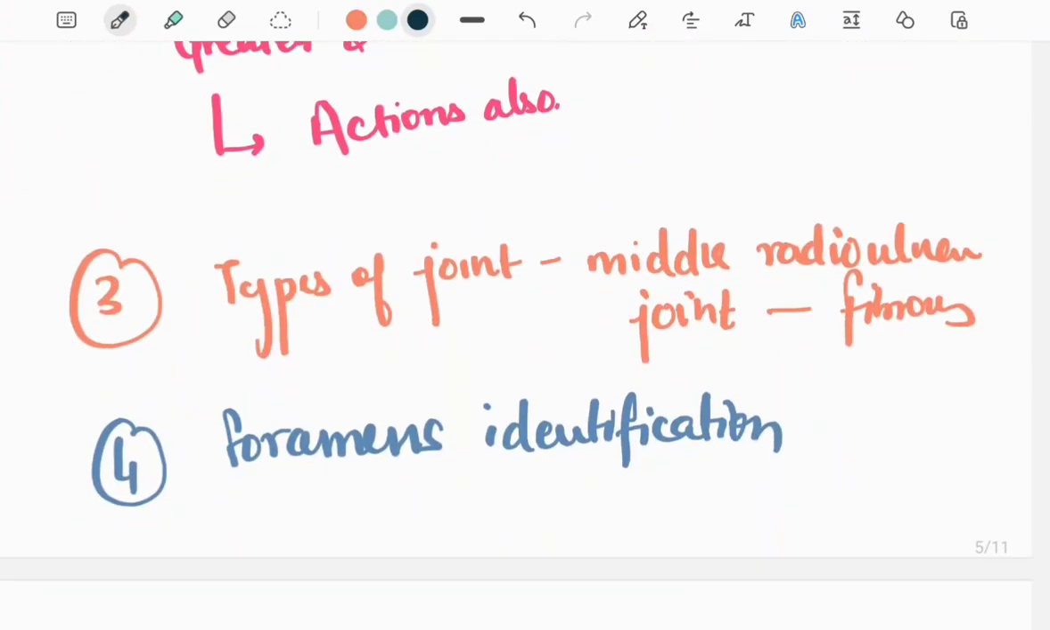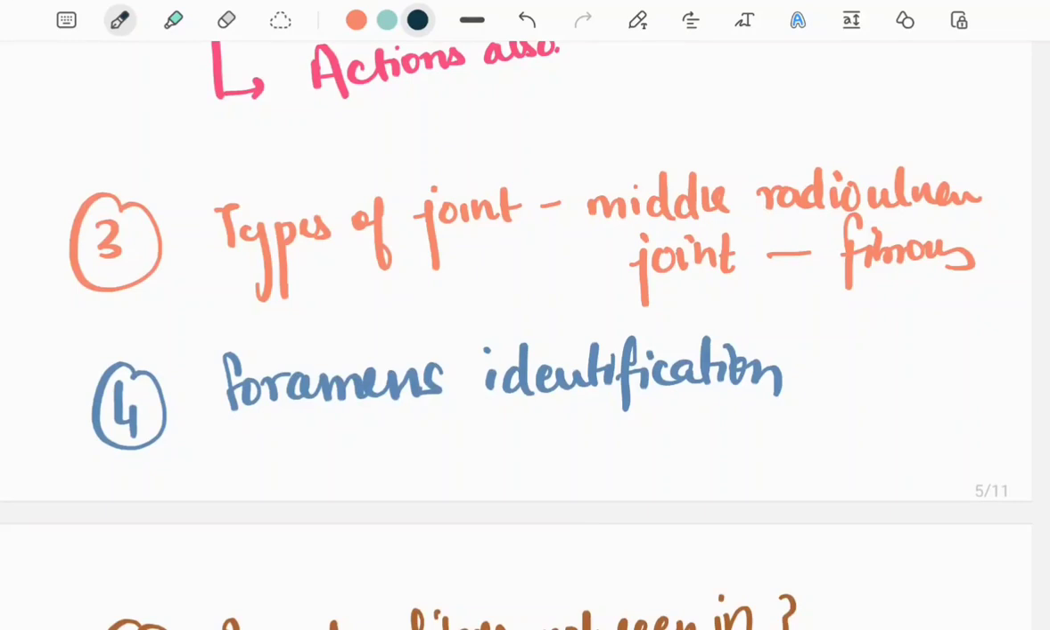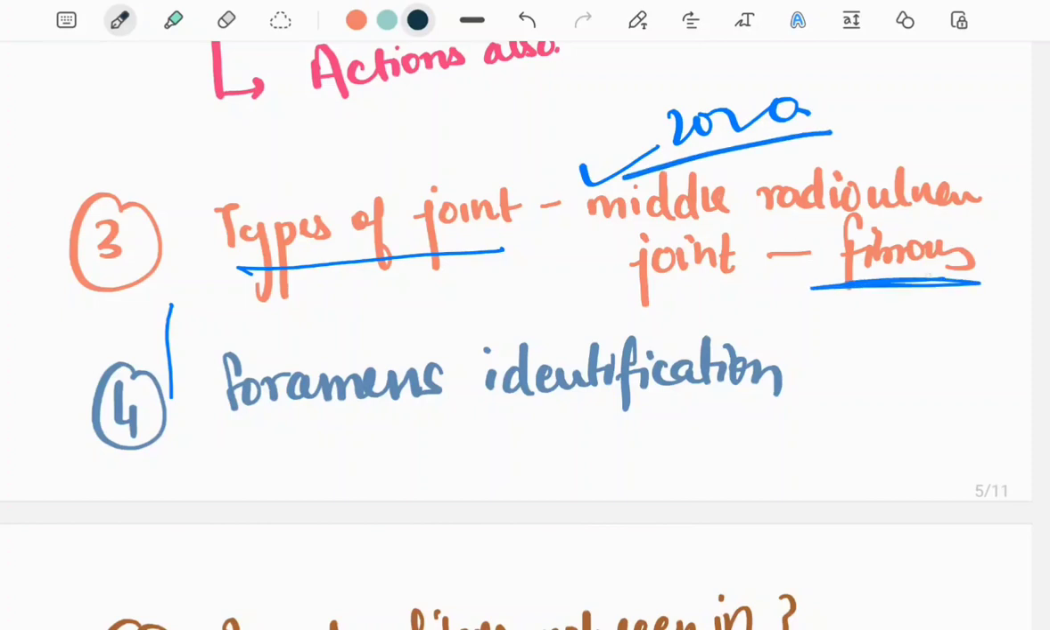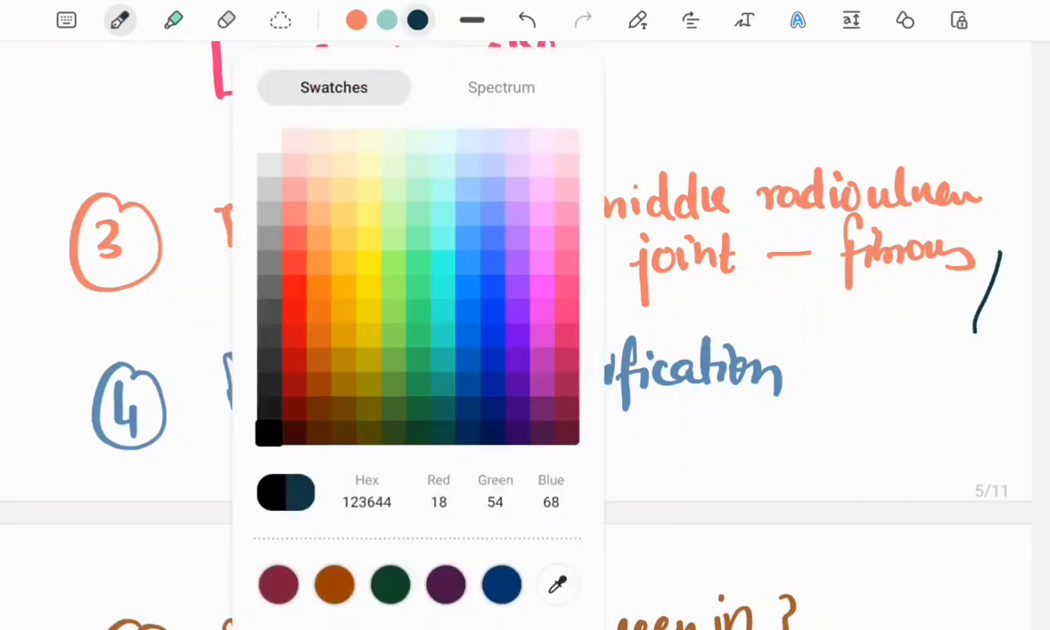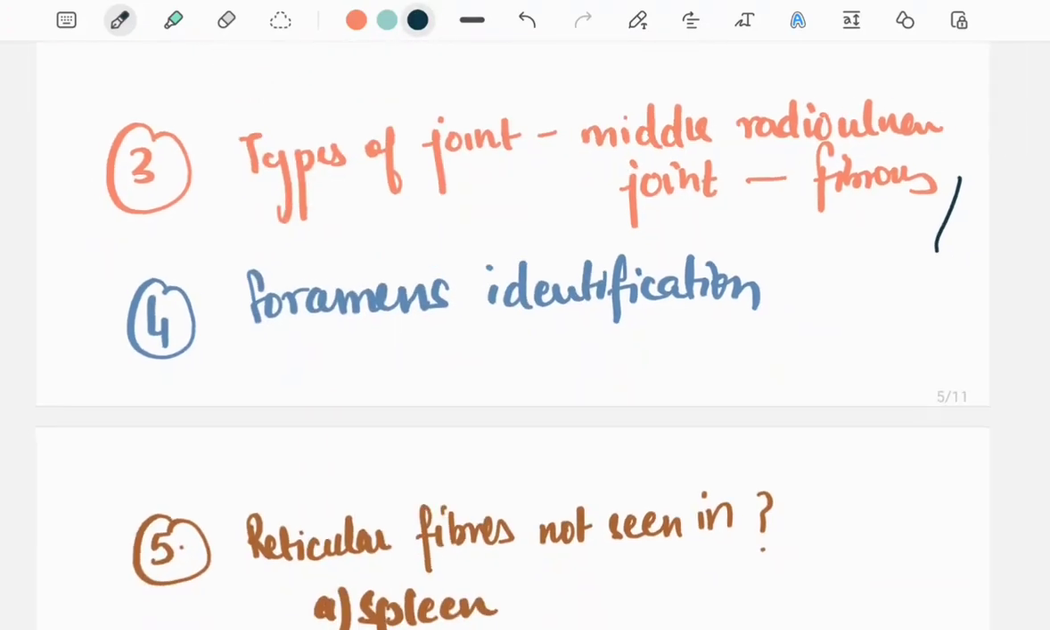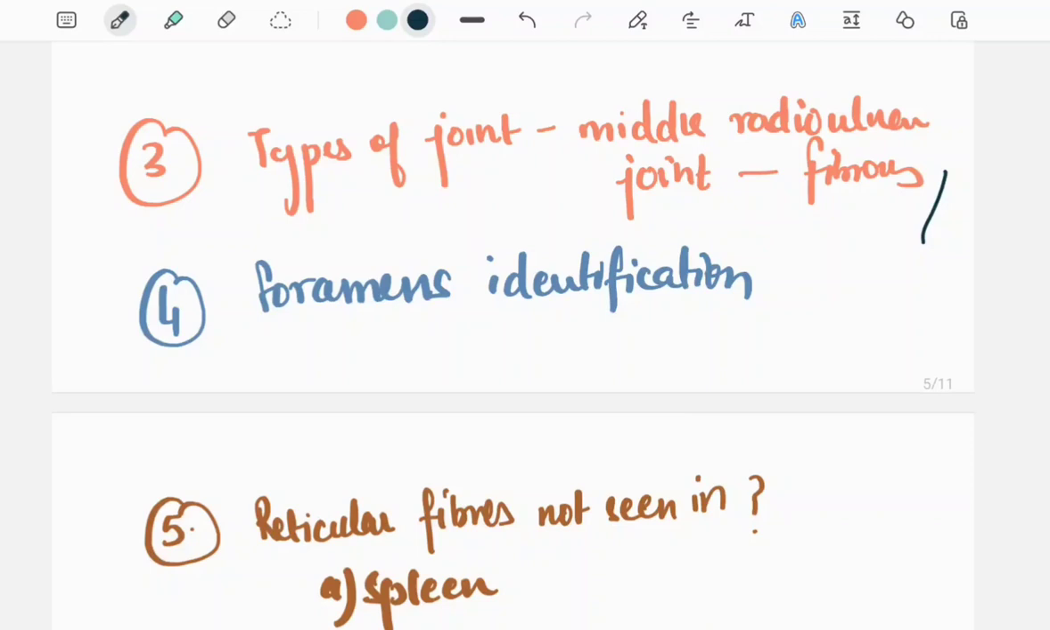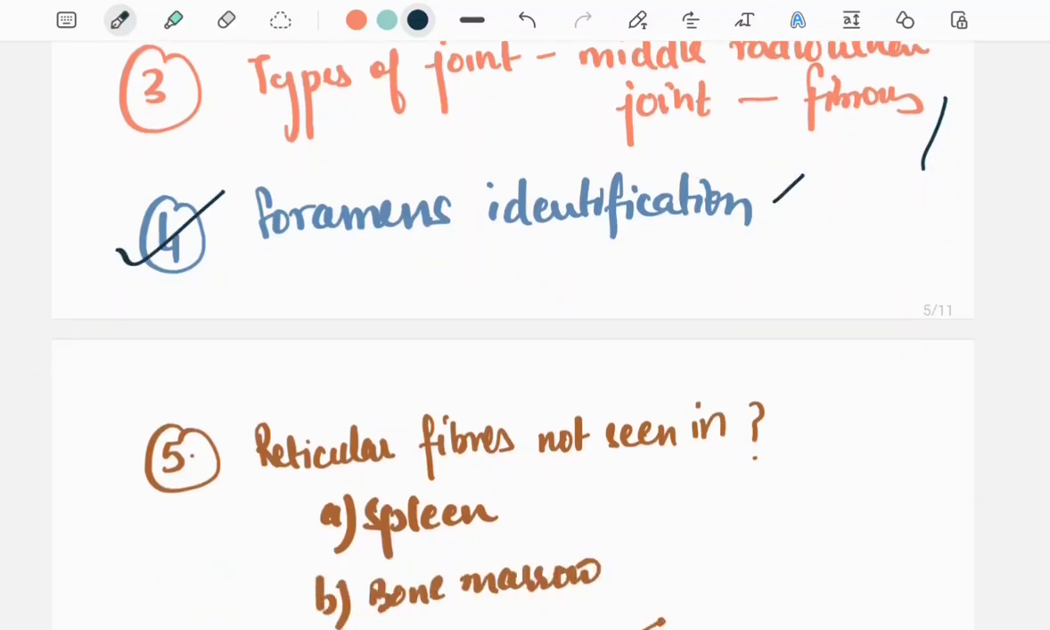Next, you have to learn about the type of joints. In that 2020 exam, it was asked: middle radioulnar joint is a type of fibrous joint. So learn about different joints. Then you should know about foramen identification, like foramen rotundum, foramen ovale. They'll give you a diagram and you have to identify which foramen that is.